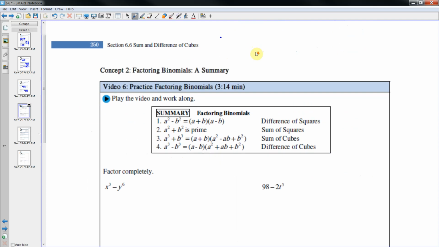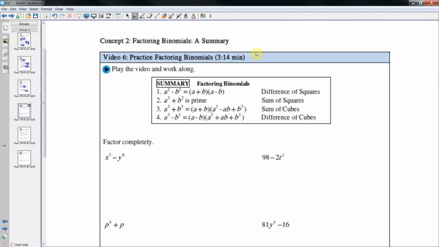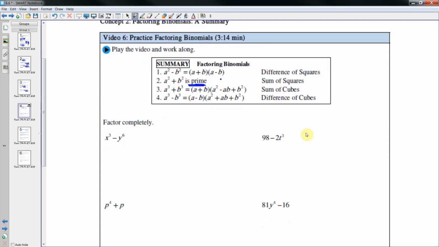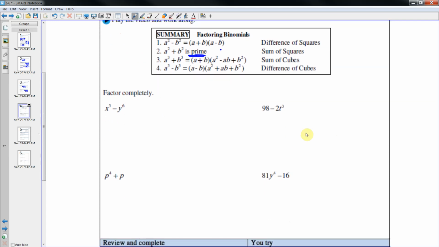Alright, so here's our summary of factoring our binomials. You could either have the difference of squares, perfect squares. You could have the sum of squares, which remember, can't factor those, so prime. We can have the sum of cubes, the difference of cubes. So let's just do a couple of these because these are going to be ones that are kind of mixed up. So let's try a few of these.